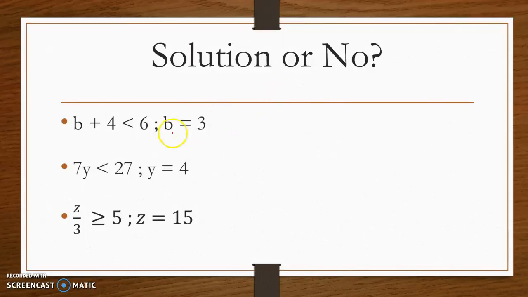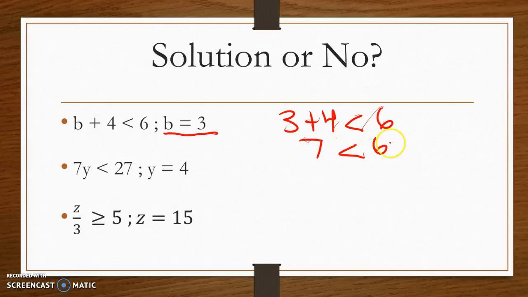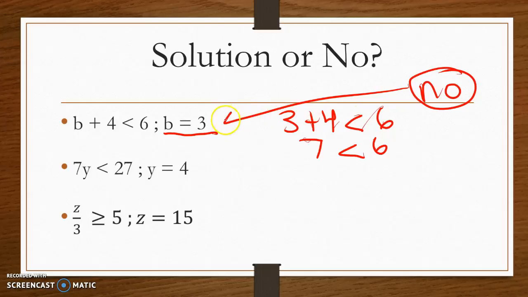Alright, next one. We're going to check to see if these are solutions. This is just like what you did for equations, except now you're putting it in an inequality instead of an equation. So you have to read it as the inequality and see if it's true. Okay? So you have to be able to read inequalities, which is important. So we're going to plug in, anywhere we see a b, we're going to plug in a 3. So I'm going to say 3 plus 4 is less than 6. So now I'm going to actually do the math. 7 is less than 6. When you read that across, 7 is less than 6. Is that true? No. Not true. 7 is not less than 6. So no, that is not a solution.